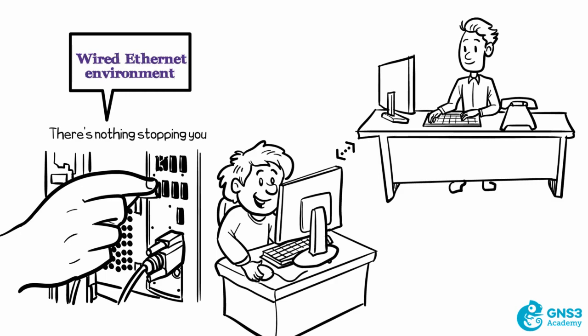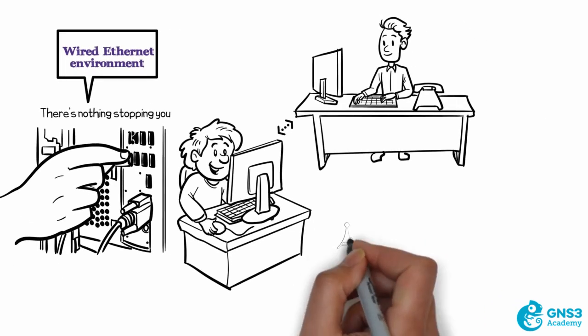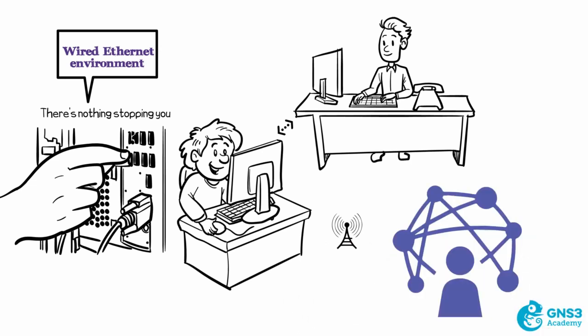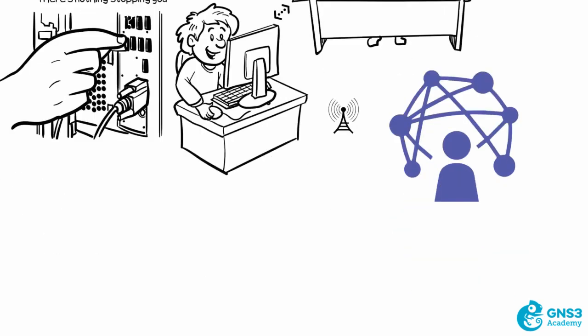There's also nothing stopping a user connecting a wireless access point to the network and allowing multiple users to access the wired network through that wireless access point. That's a major security risk.